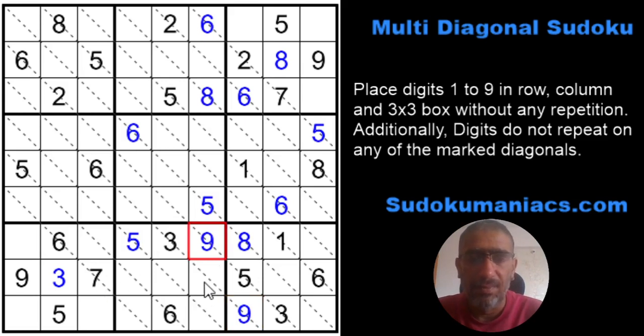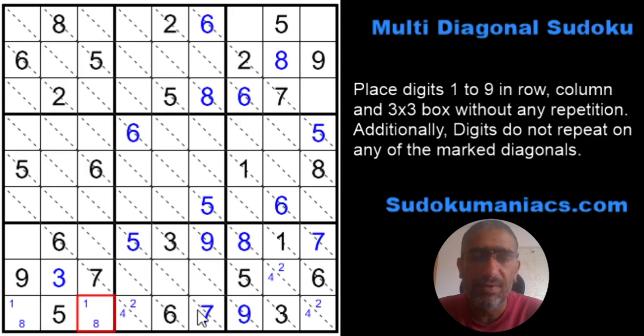7 cannot be here, shares the diagonal with this, so there's only one place for the 7, and by classic rules this becomes my 7. Clear? So let's add the pencil marks of 2, 4. So this 2, 4 will be placed here, which means this is a pencil mark of 9.